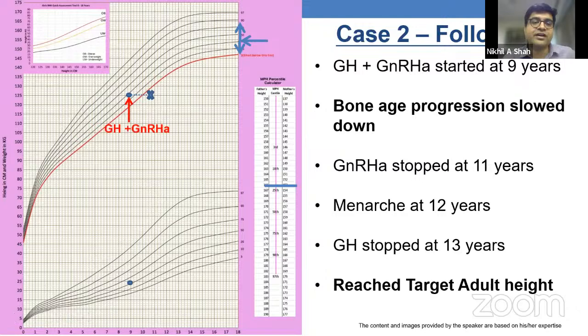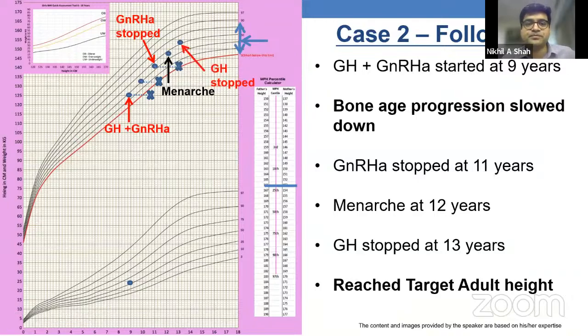So we started this child on GH plus GnRH. As a result, the bone age progression has slowed down now. We stopped the GnRH at 11 years. Menarche of the child happened 1 year after stopping GnRH, at 12 years. We continued GH till 13 years, and the child has now reached the target adult height. So if this child wouldn't have been treated, the height would have been below the 3rd percentile.